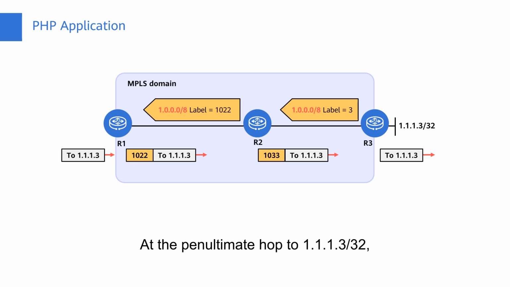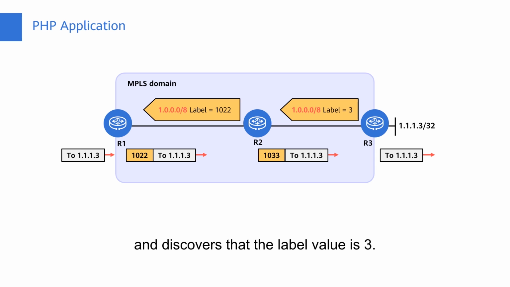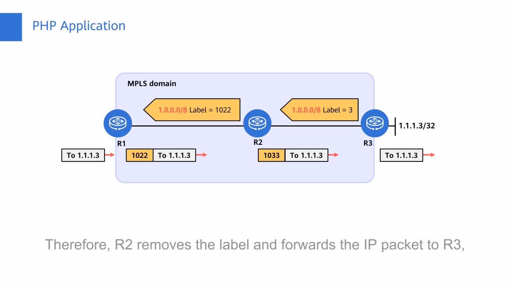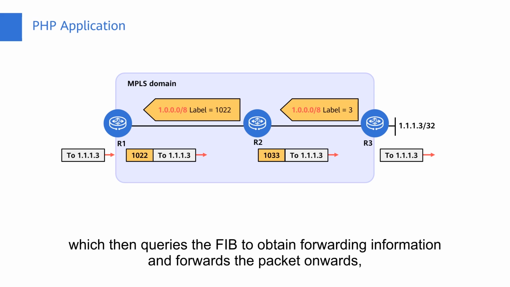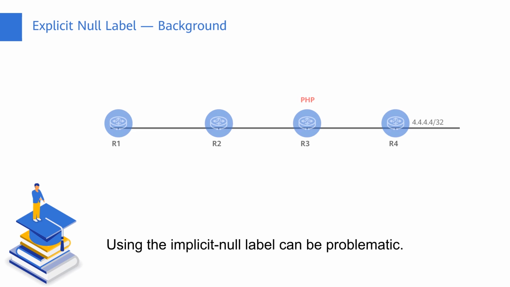At the penultimate hop to 1.1.1.3/32, R2 receives the labeled packet destined for 1.1.1.3 and discovers that the label value is 3. Therefore, R2 removes the label and forwards the IP packet to R3, which then queries the FIB to obtain forwarding information and forwards the packet onwards, improving forwarding efficiency. Using the implicit null label can be problematic.